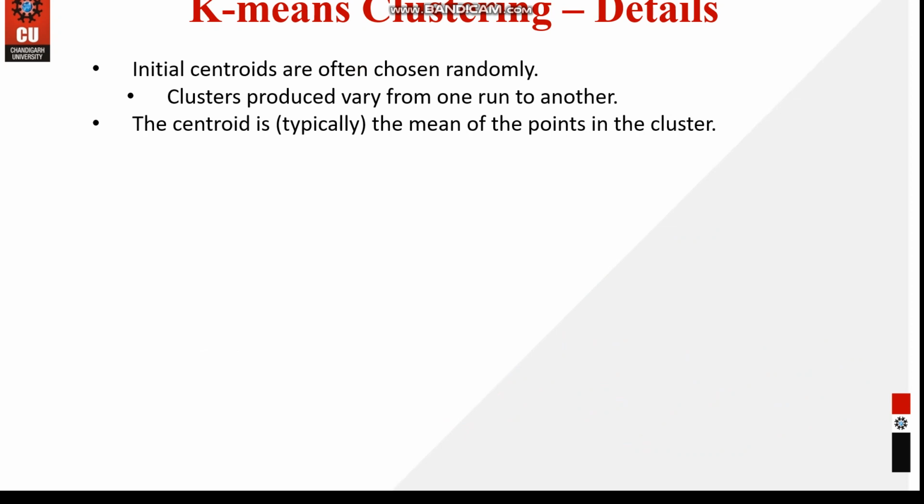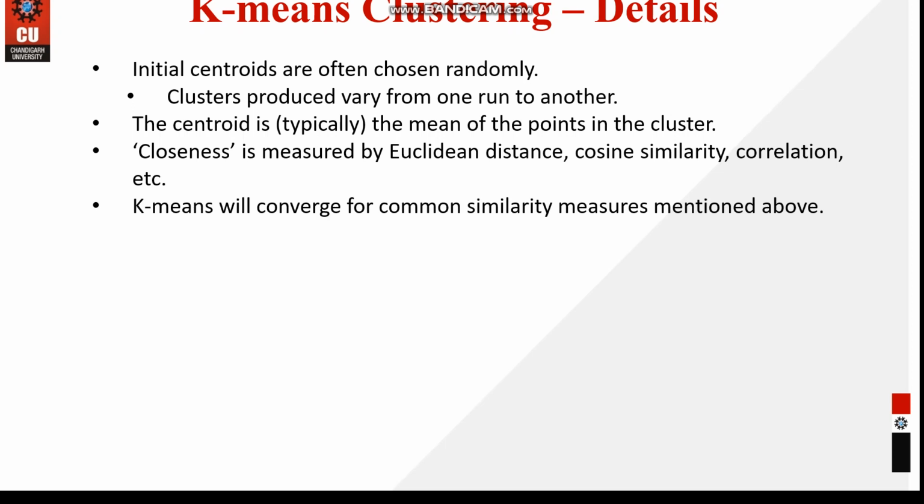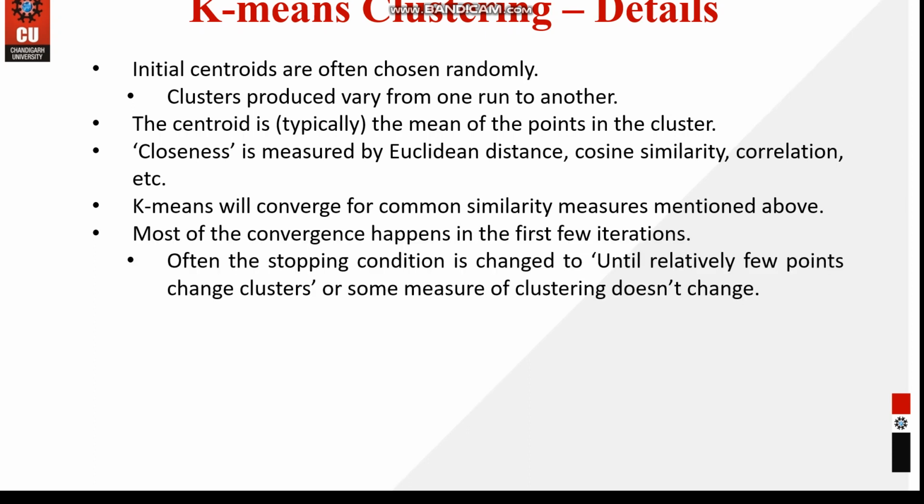In this case, initial centroids are often chosen randomly. These are the points that we need to discuss and understand. So the clusters produced can vary from one run to another. The centroid is basically the mean. Closeness is measured by the Euclidean distance, or you can also take the Manhattan distance, the cosine similarity or correlation similarity. So k-means will converge with the common similarity measures mentioned.